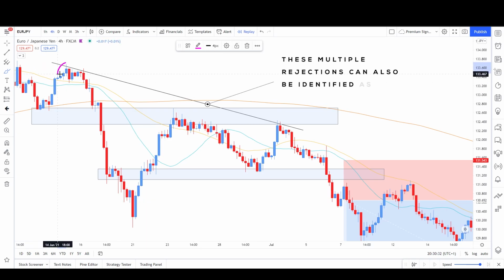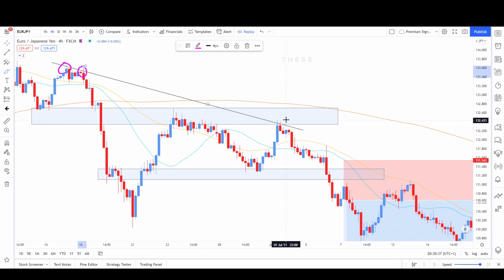We have multiple rejections on this trend. As you can see, it's been shooting towards a downside. Even on the last rejection over here, it definitely shot towards a downside as well. It basically shows that the sellers are much stronger by not letting the buyers break the trend.